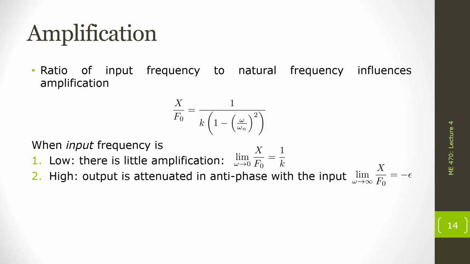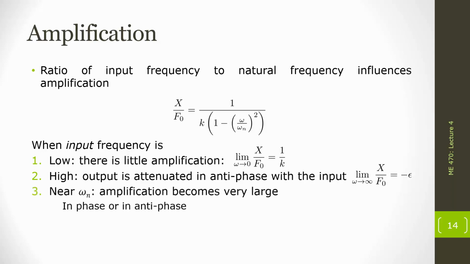And finally, what happens if our driving frequency is near our natural frequency? We're going to see that the amplification becomes very large. Looking at this again, if omega is very, very close to omega n, this ratio is going to be a number very close to 1. 1 minus a number very close to 1 is going to give us a very small number, because this number could be 0.99999, and 1 minus that gives us a really small decimal. So we're going to have 1 over a really small number in the denominator, which is going to give us a very large number.